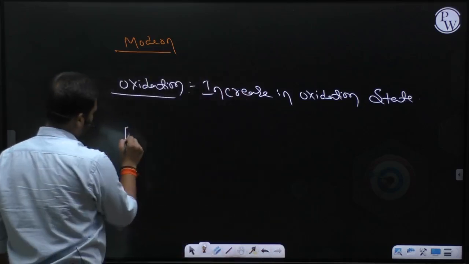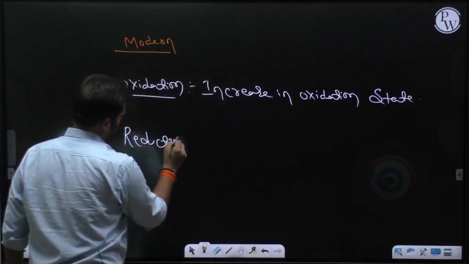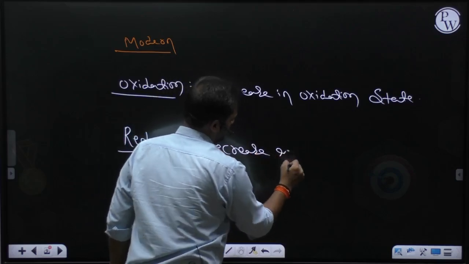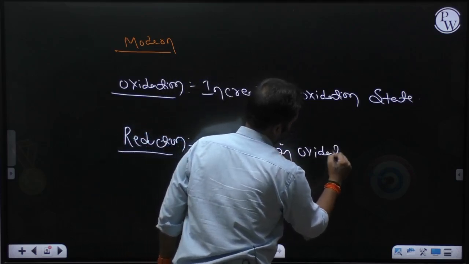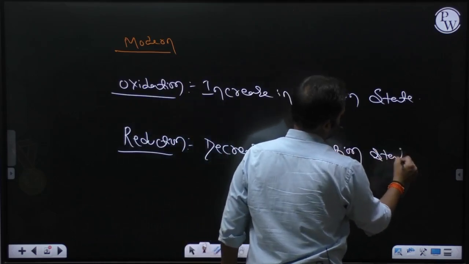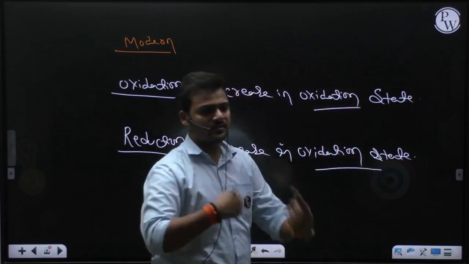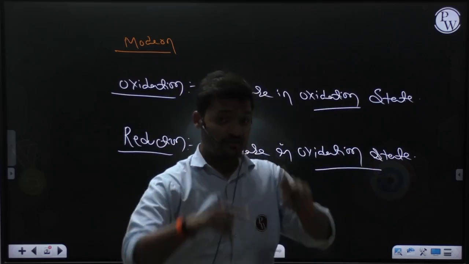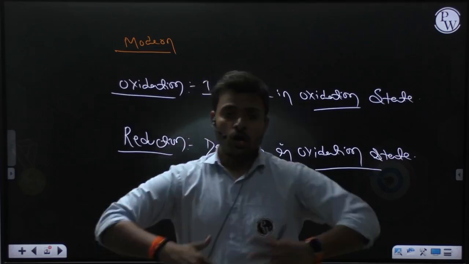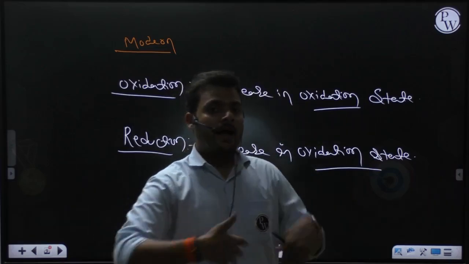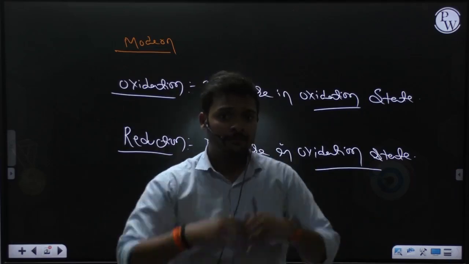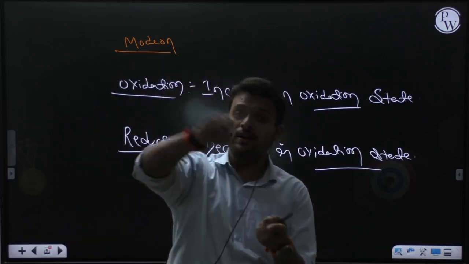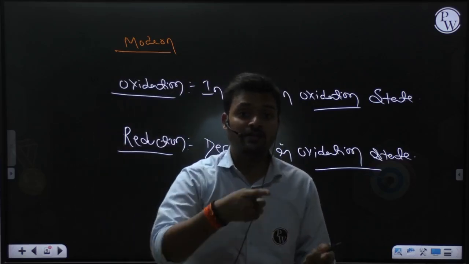Similarly, what is reduction? Reduction is defined as a decrease in oxidation state. So an increase in oxidation state is defined as oxidation, whereas a decrease in oxidation state is defined as reduction. In the previous slide we saw that oxidation is defined as loss of electrons and reduction as gain of electrons. Similarly, in terms of oxidation number, an increase in oxidation number is oxidation and a decrease in oxidation number is reduction.